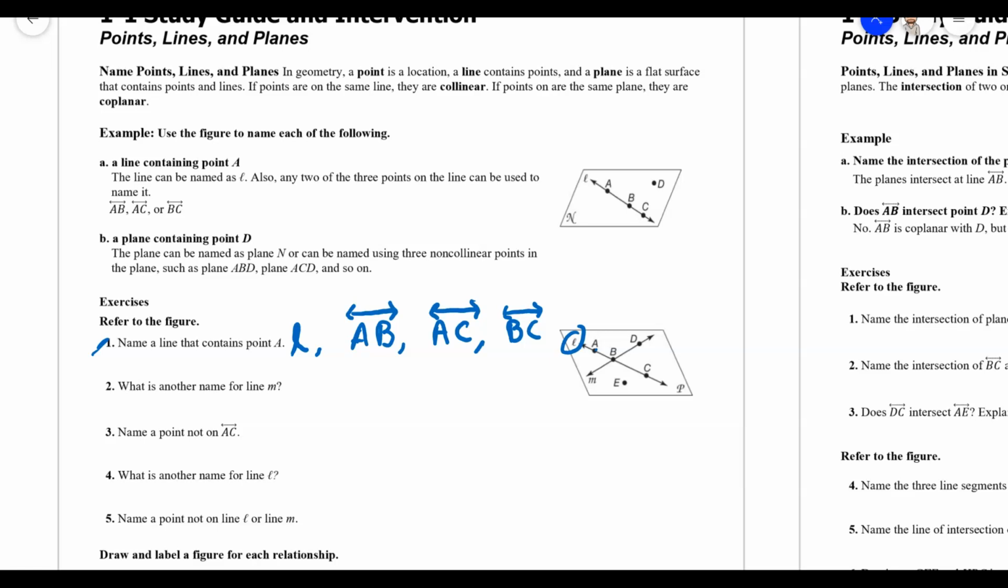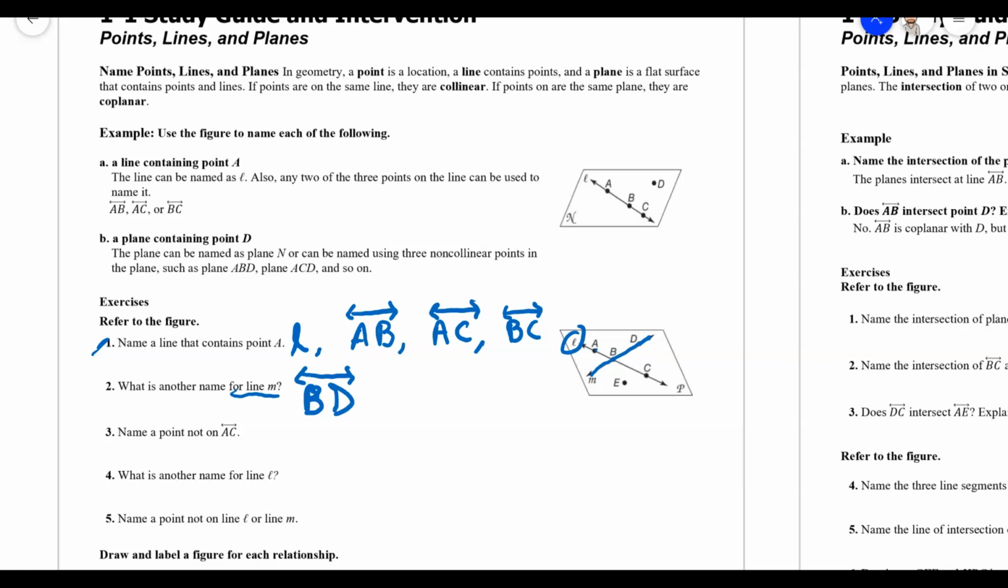So the next question says, what's another name for line M? Well, where's M? It's this line here. Do we see that B and D both live on that line? So we could name this line BD. That would be another way to name that line. That's line M, but another way to name it would be BD.